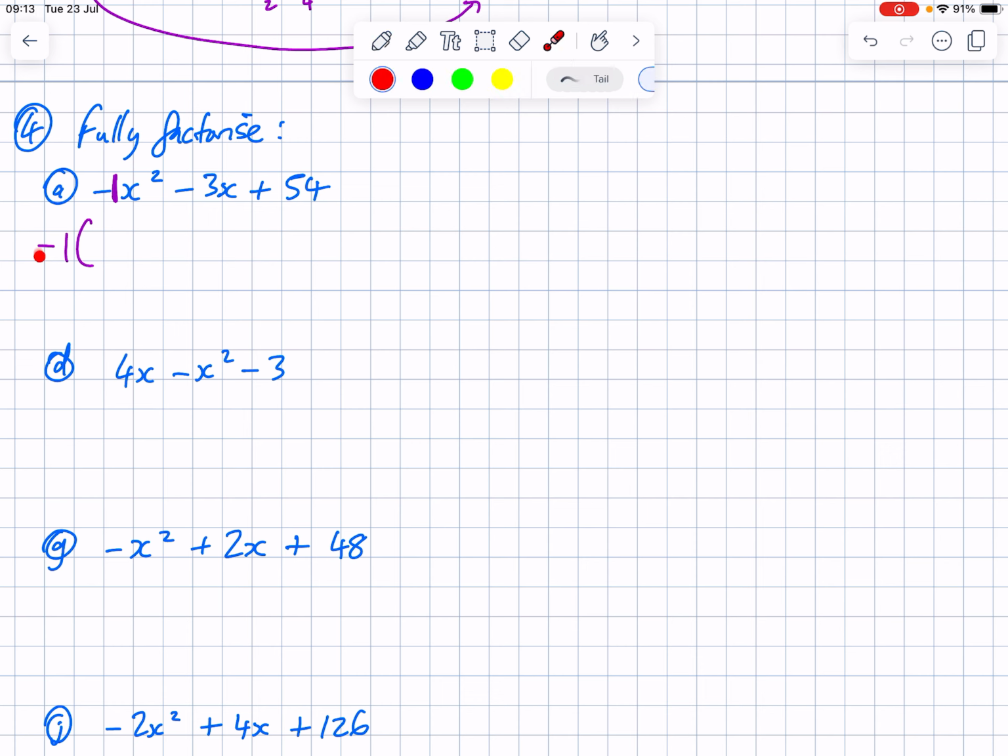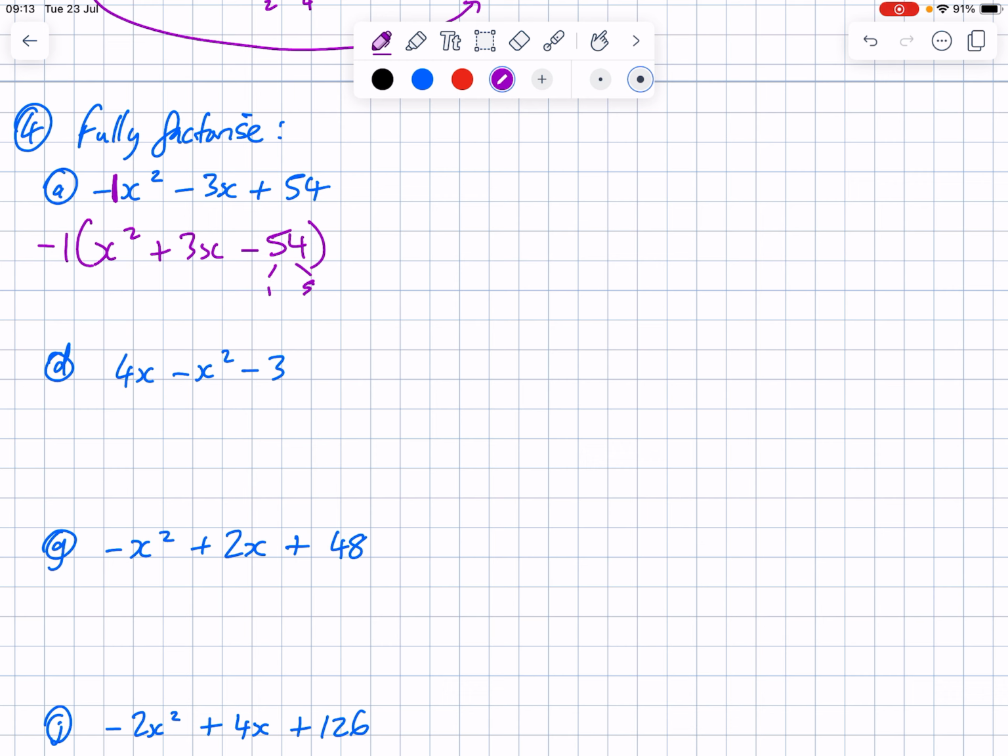What would I have to times negative 1 by to get negative 1x squared? Well, x squared. What would I have to times negative 1 by to get negative 3x? Well, positive 3x. And what do I have to times negative 1 by to get positive 54? Well, negative times by negative gives you a positive, so it has to be negative 54. So now I've removed the common factor of negative 1, which gives me this, which has a positive x squared, which allows me to use the sum and product rule as normal on the stuff in the brackets.